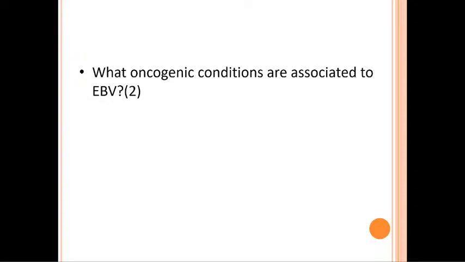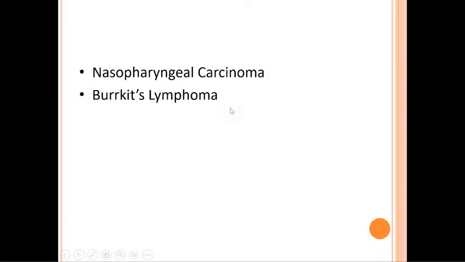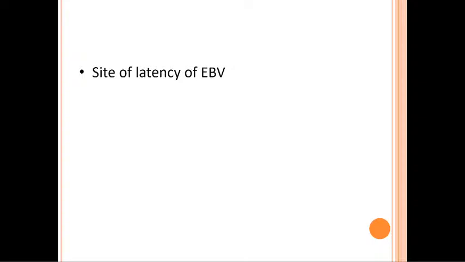Alright, now, oncogenic conditions associated with EBV is nasopharyngeal carcinoma or Burkitt's lymphoma. Please take note of Burkitt's lymphoma because this is going to be a question that may be asked in your hematology examinations. Alright? Next. Latency site of EBV is the B lymphocytes. Doon sila tumatambay. Would you believe it? Tatambay din sila sa loob ng B lymphocytes. Diba? Nakaiba. Akala ko sa dorsal root ganglia lang, mga ganun-ganun lang.